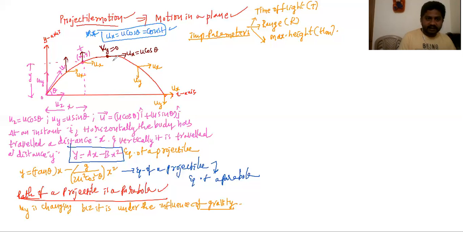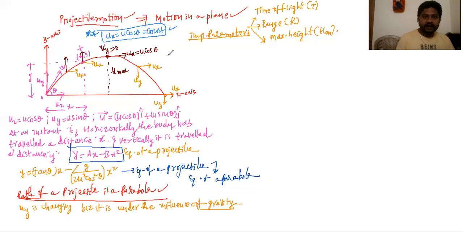So at this instant ux is constant only, which is u cos theta. Carefully see, at the point where the velocity is becoming 0, velocity becomes 0 means only the vertical component of velocity will become 0. So that is the point called the maximum height, my dear students. At what point the vertical component of velocity is becoming 0, that height is called maximum height.